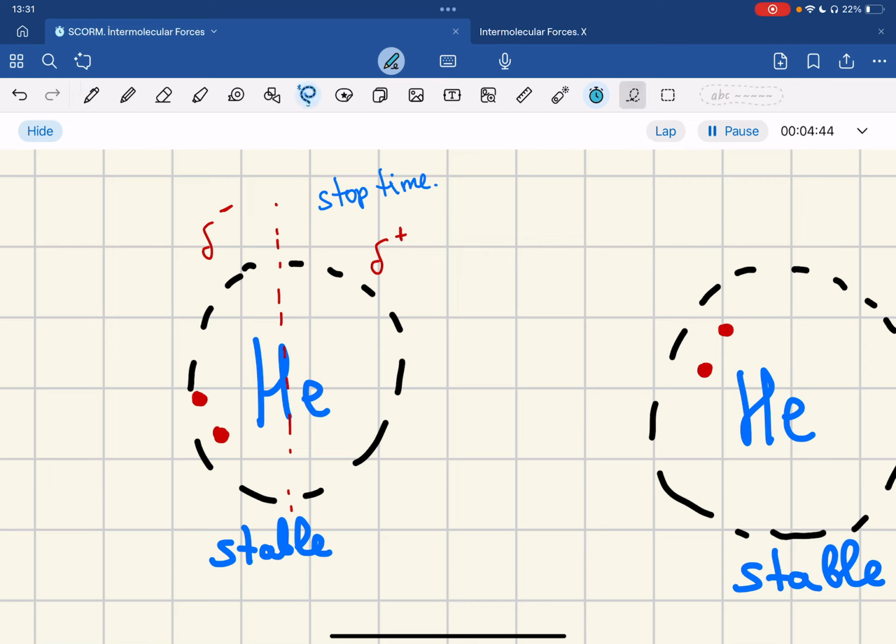But what will happen after some time? Imagine these electrons will come in here at some point. So what will happen to the signs?